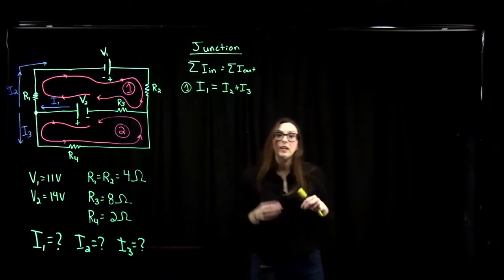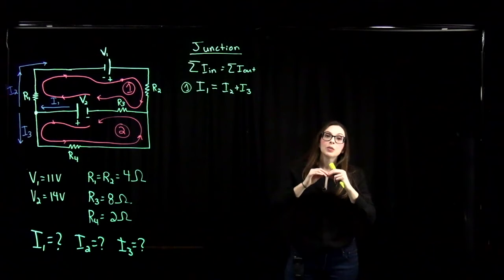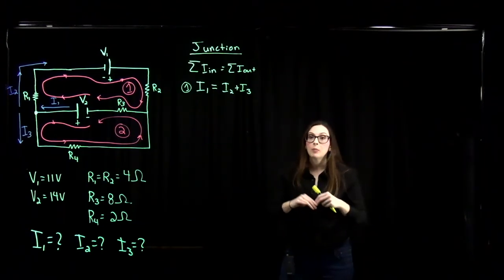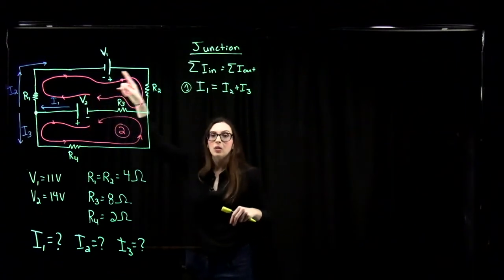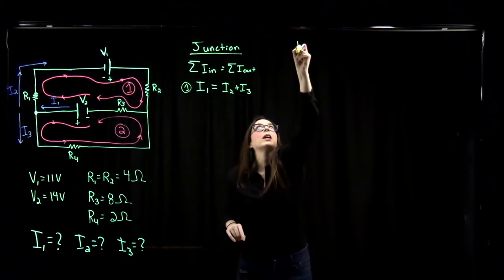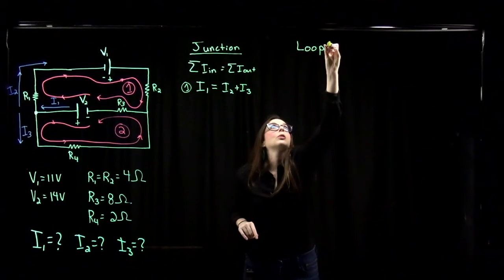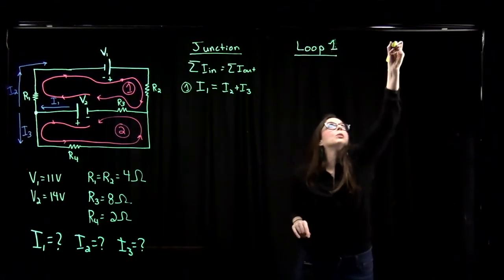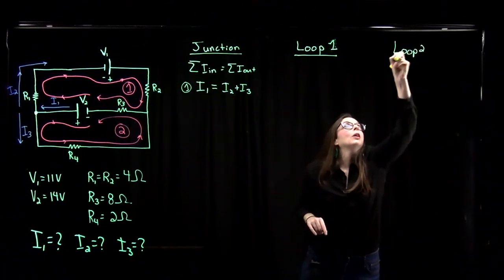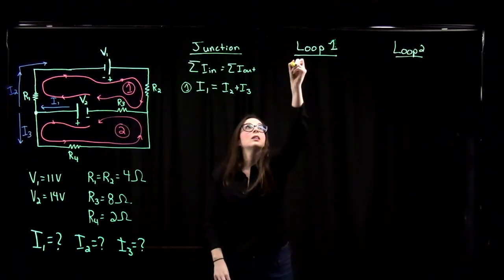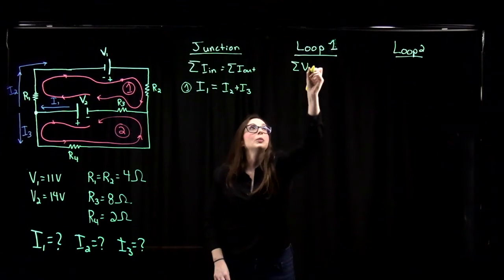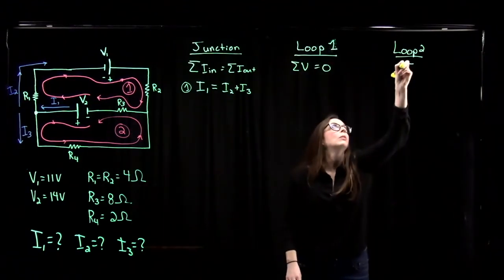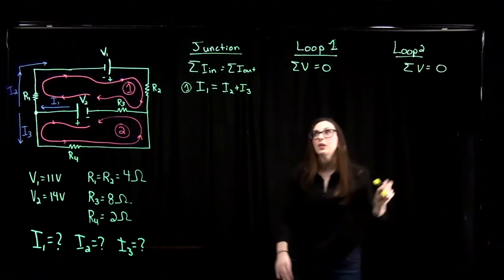And then I'm going to write down Kirchhoff's second rule, the equations for the loops as I'm going around my circuit, for loop 1 and for loop 2. So Kirchhoff's second rule says that the sum of all of your potentials around the loop has to equal 0.